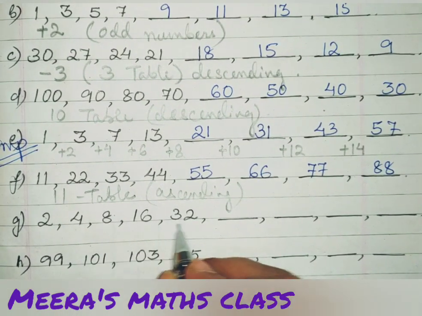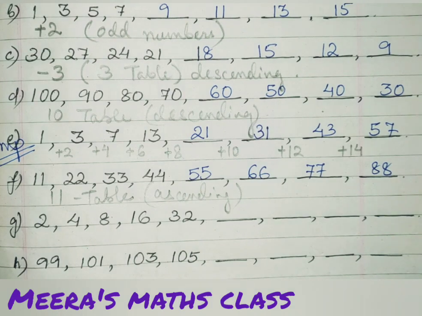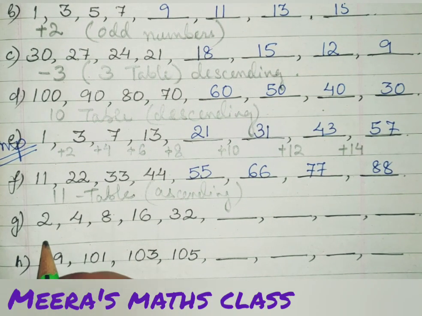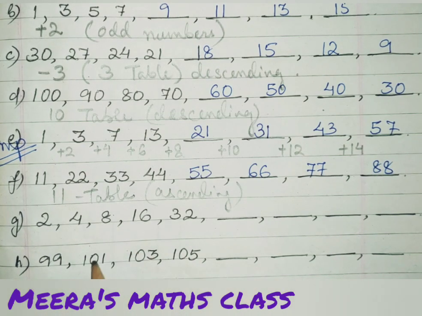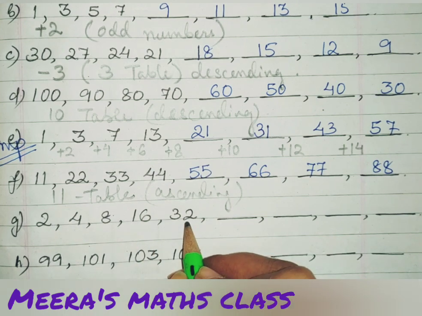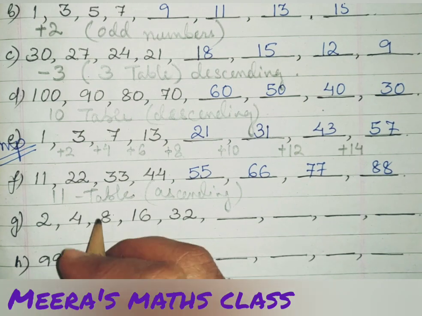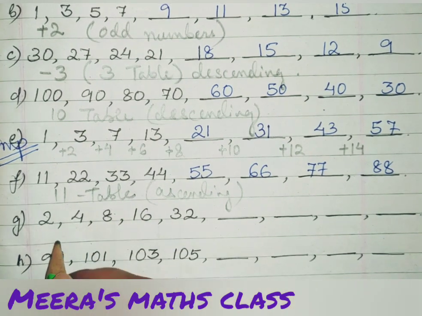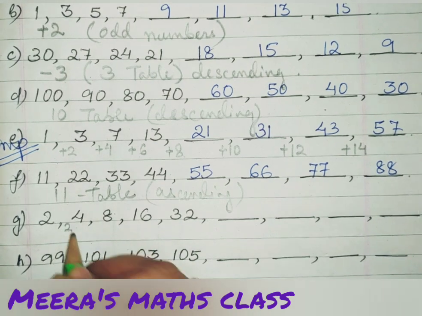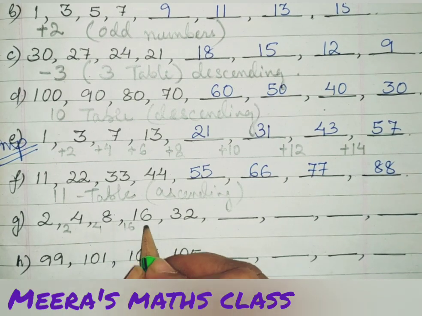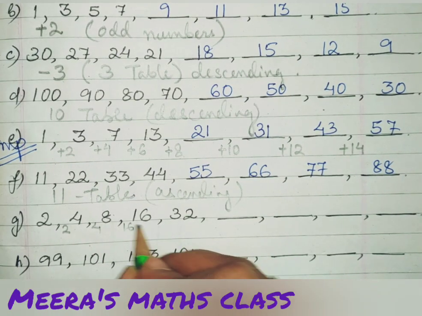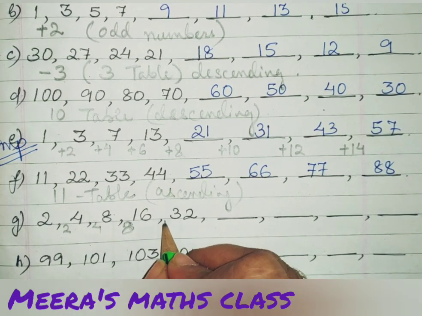2, 4, 8, 16, 32. What is the pattern followed here? Let's see. Here 2 and 4 difference is 2. 4 and 8 difference is 4. 8 and 16 the difference is 8. 16 and 32 difference is 16. So can you understand what is repeated? See, let me write it down. 2 and 4, the difference is 2. 4 and 8, the difference is 4. 8 and 16, the difference is 8. 16 and 32, the difference is 16.